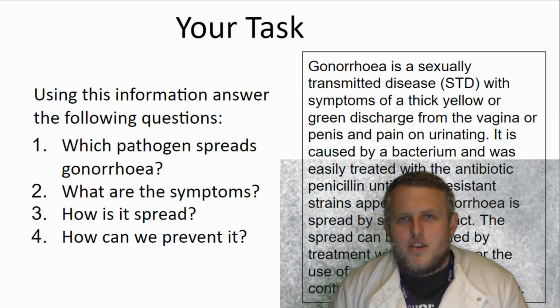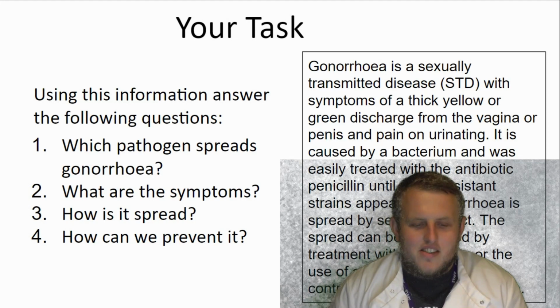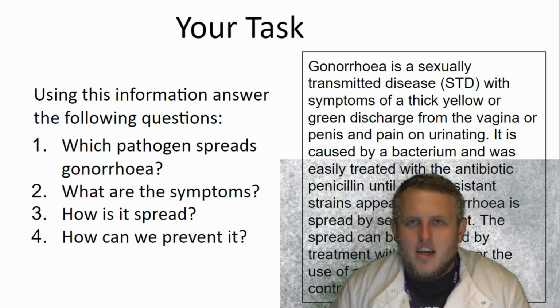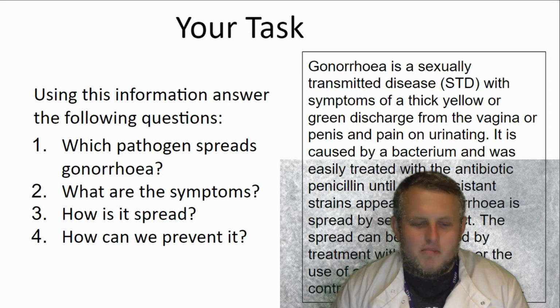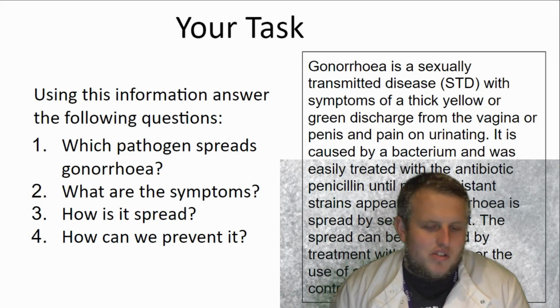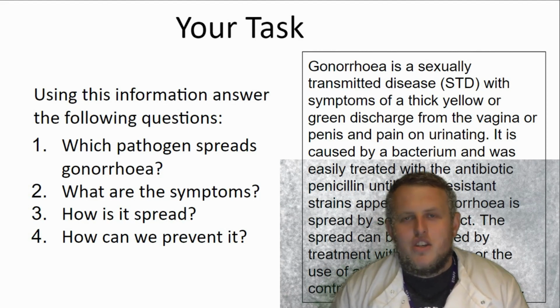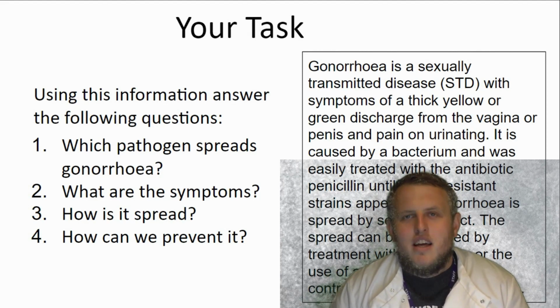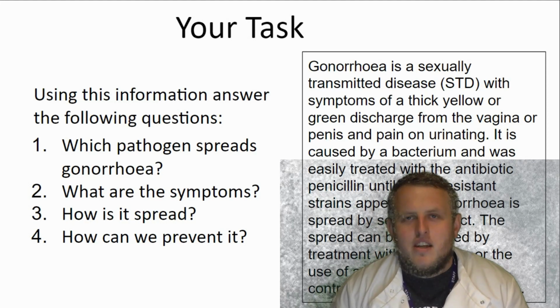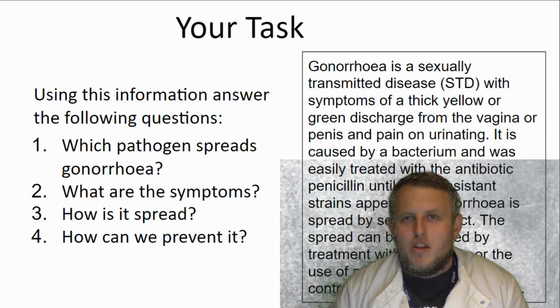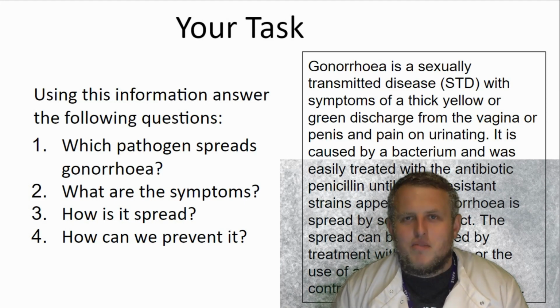Well done for answering the questions. It's now time to go through the answers. Question 1 wants to know, which pathogen spreads gonorrhea? It is spread by a bacterium. Number 2 wants to know what the symptoms are. The symptoms are a green or yellow discharge from the penis or vagina and pain on urinating. Apparently it's described to be like razor blades being passed through your urethra. That's the tube where urine comes out.